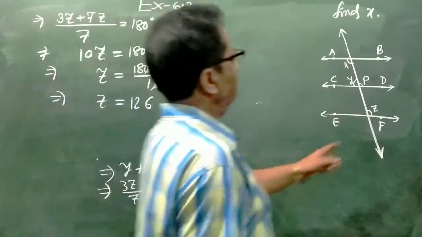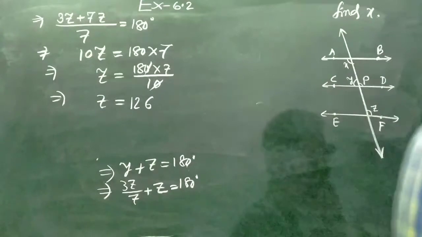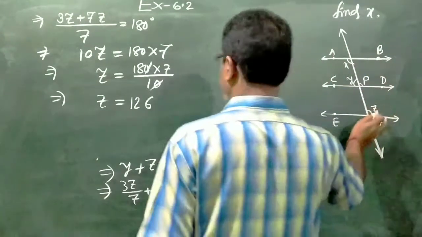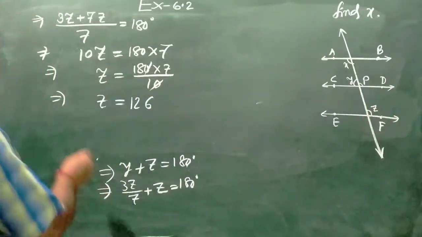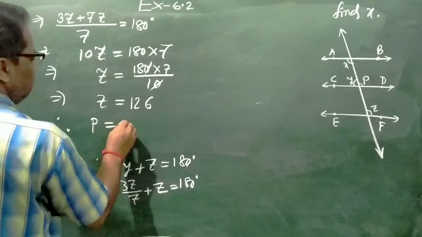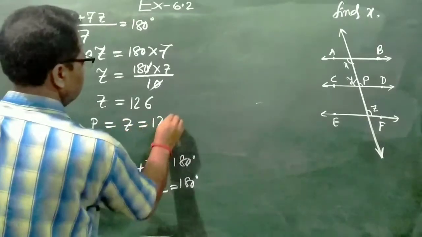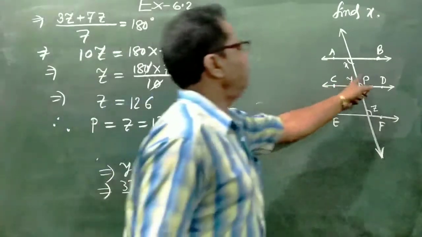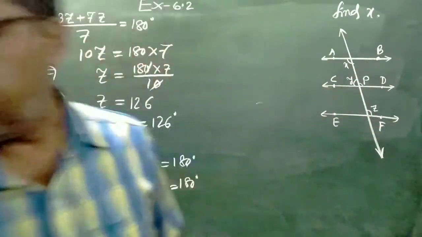Z and P are equal. So Z and P, these two are equal. Therefore P is equal to Z, which is equal to 126. That you have already written before. Then P and Z are equal, being corresponding angles.